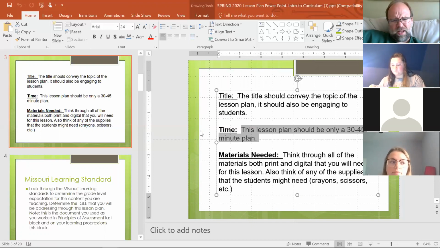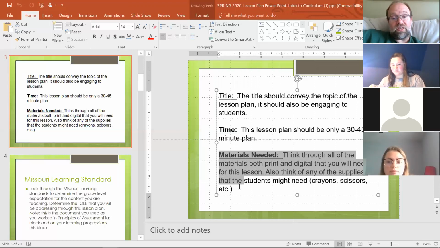Time frame: it's probably not a bad idea to put a time frame. Again, we're going to make you do that for us, but it's a good idea to put a time frame on there, so that as you look back through your lesson plans and plan for the future, you know that if you budget a half an hour for this, you've got other things that you need to accomplish in the framework of the time that you have available. So that's probably not a bad idea.